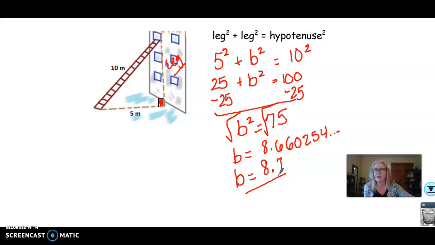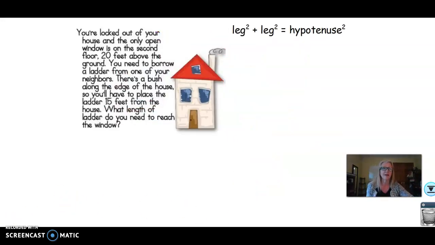Okay. Are you having fun yet? I love this. Oh, yeah. I thought this one was kind of cute. It didn't give you the whole drawing. It makes you work for it a little bit.